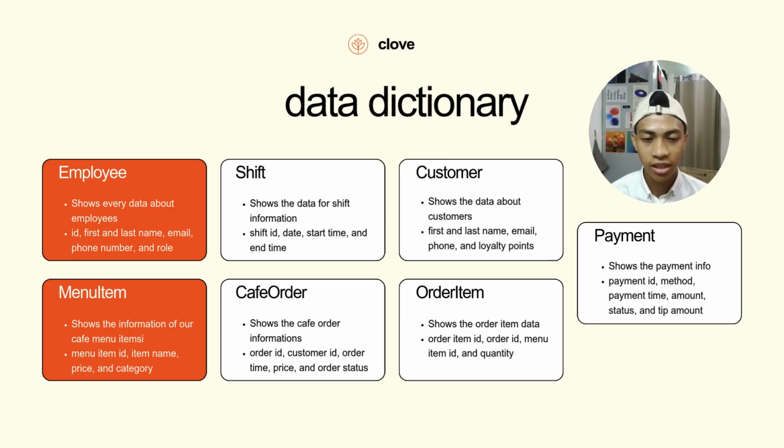And then we have the shift table, the customer table, and the menu item table. It will show something like menu item ID, item name, price and category. And then we have the cafe order table, the order item table, and last but not least the payment table.